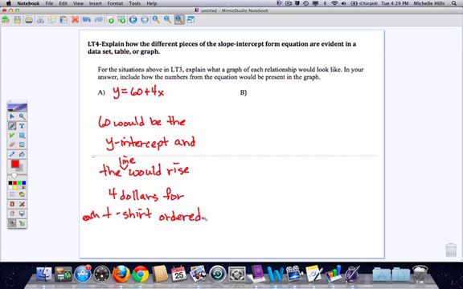So that's what it would look like. I would have 60 on the y-axis, so 60 would be the y-intercept, and then the line that I drew would rise. Actually, it would be a set of points instead of just a solid line. It would rise $4 for each t-shirt that I ordered.